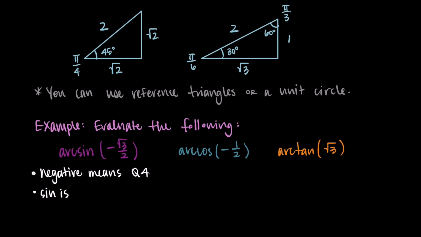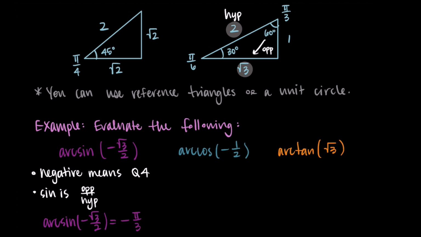Then I remember that sine is opposite over hypotenuse. So I want to look up to my triangles and look at where am I having opposite over hypotenuse be square root of 3 over 2. Well, if I start at the angle pi over 3, which is 60 degrees, and I look opposite, I'm getting square root of 3, and then I have a hypotenuse of 2. So this angle pi over 3, which is 60 degrees, is going to be my solution.